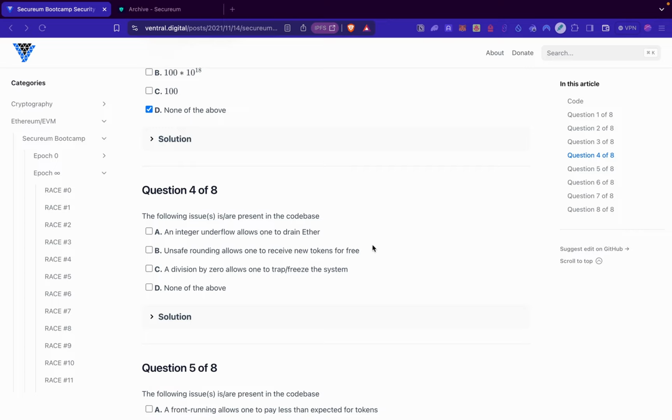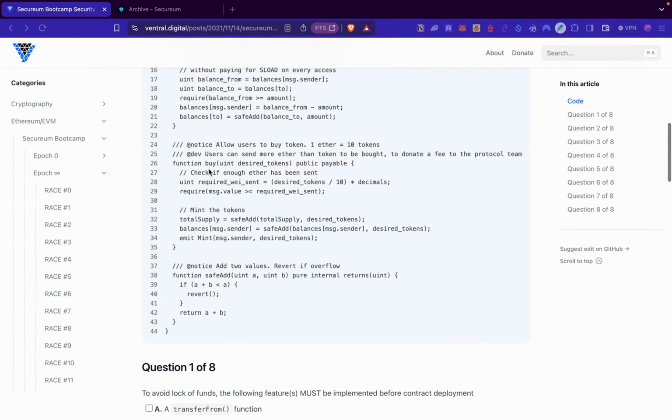Next is unsafe rounding allows one to receive new tokens for free. So you'll check for where new tokens are being minted and you'll see if unsafe rounding is happening there anywhere. So we'll check the buy function and here we'll see a division operation occurring. Since this is an integer division, it will always return the quotient and not the decimal value. So if you are dividing 10 by 10, you're getting 1. And if you are dividing 15 by 10, then also you are getting 1.